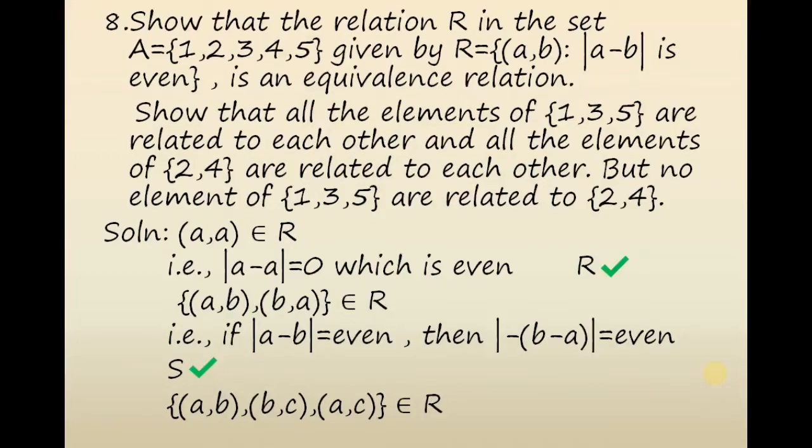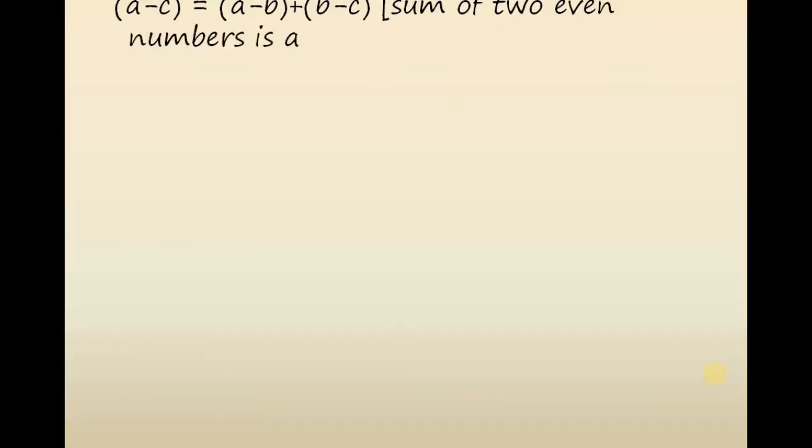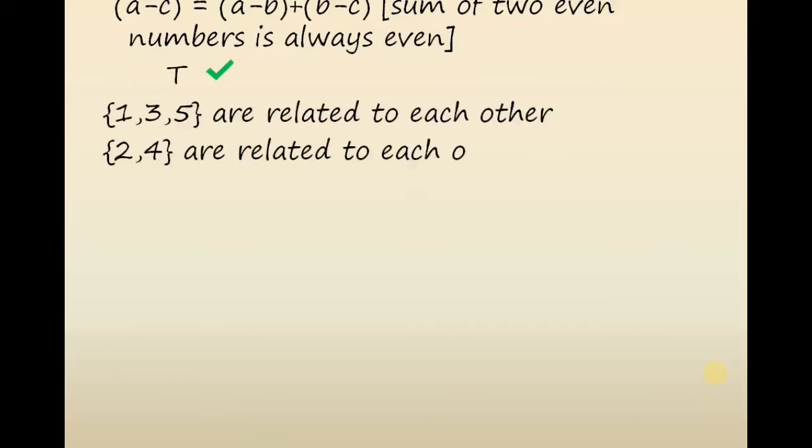So let's see for transitive. It has to be in the form of (a, b), (b, c), and (a, c). Don't you think it's pretty direct? If a − b and b − c are even, then a − c is even. I'll just show you why. Because if you add any two even numbers, you will get an even number. For example, 2 plus 4 will be 6. Even if you add any two odd numbers, you get an even number. Let's not go into that. So let's stick to this. So it is transitive.